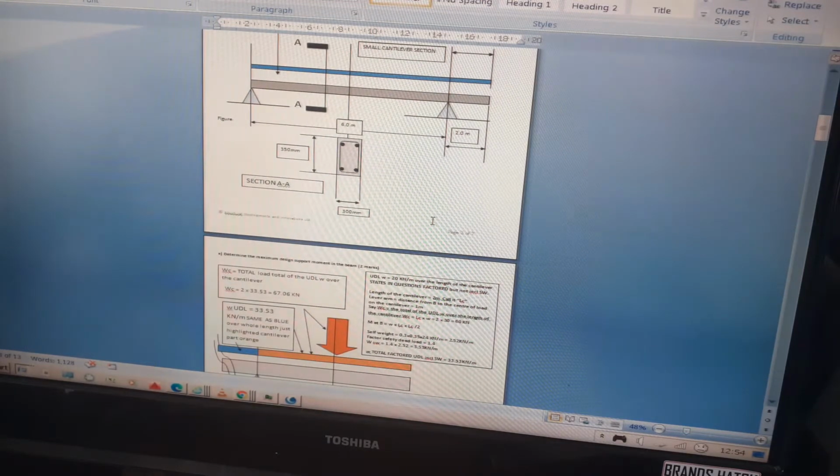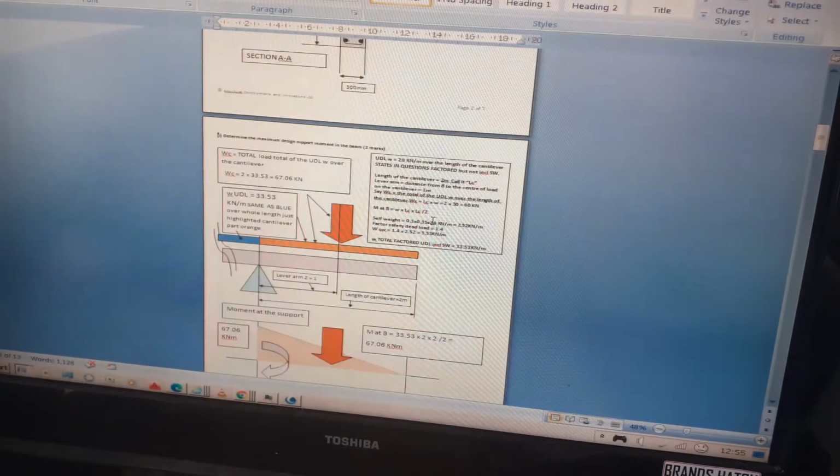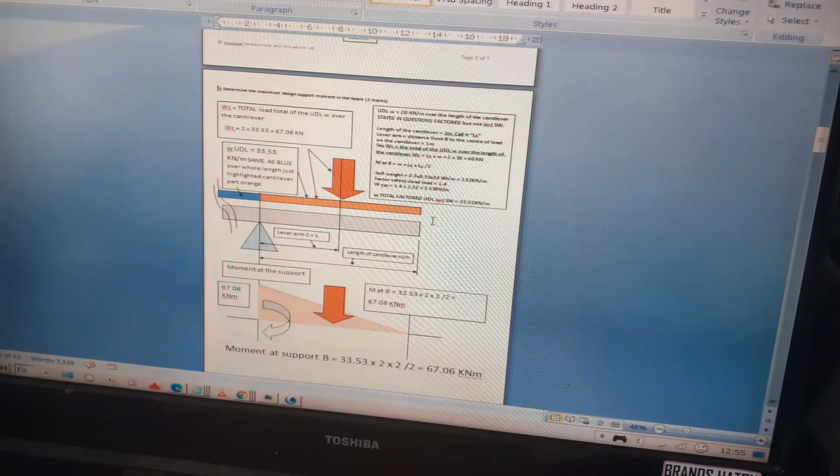The first thing the question says is determine the maximum design support moment in the beam, which is 2 marks. This question is 20 marks and it takes 36 minutes. I work out that's 1.8 minutes per mark. So this gives you 3.6 minutes to do this quick calculation to determine the maximum design support moment in the beam.